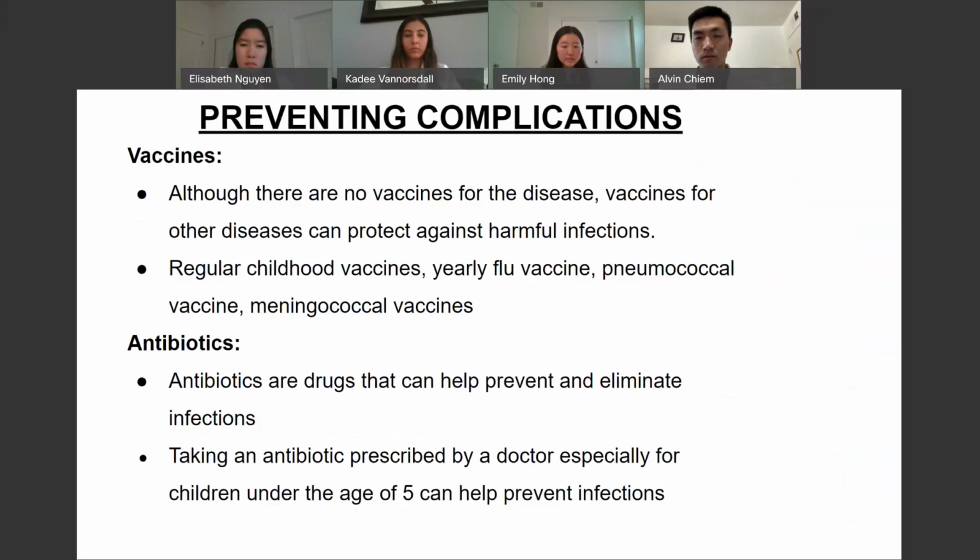Although there are no vaccines available for sickle cell disease, vaccines for other diseases are a great way to prevent other serious infections. Children and adults with sickle cell disease should get all recommended vaccinations, including the yearly flu vaccine. Furthermore, people with sickle cell disease are considered high risk for certain infections and should get vaccinations for pneumococcal and meningococcal as well. Antibiotics are drugs that are widely used in the treatment and prevention of infections. Children under 5 are recommended to get a prescription from a doctor for antibiotics to prevent infections that can be deadly to young children.